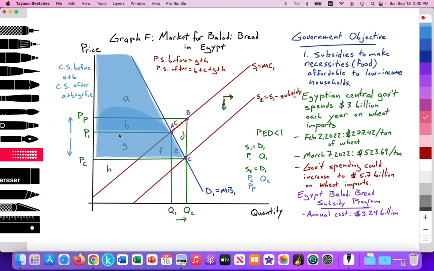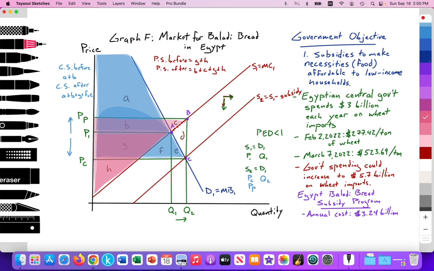Originally, it was this area here, G and H. The price received by the producer versus their marginal cost. And now the price received has increased. And we compare that to their marginal cost, and that becomes their producer surplus, which is now that area. It has increased.